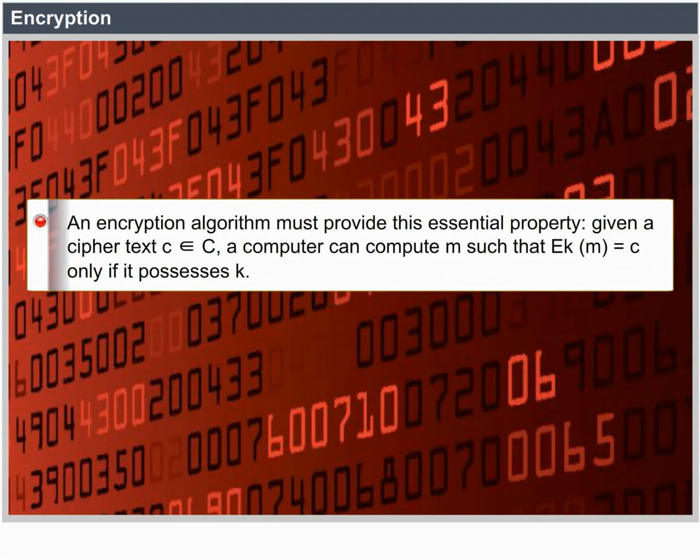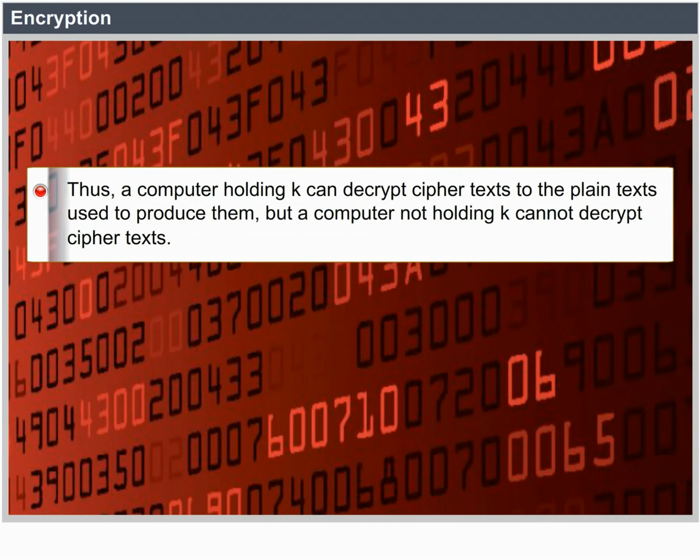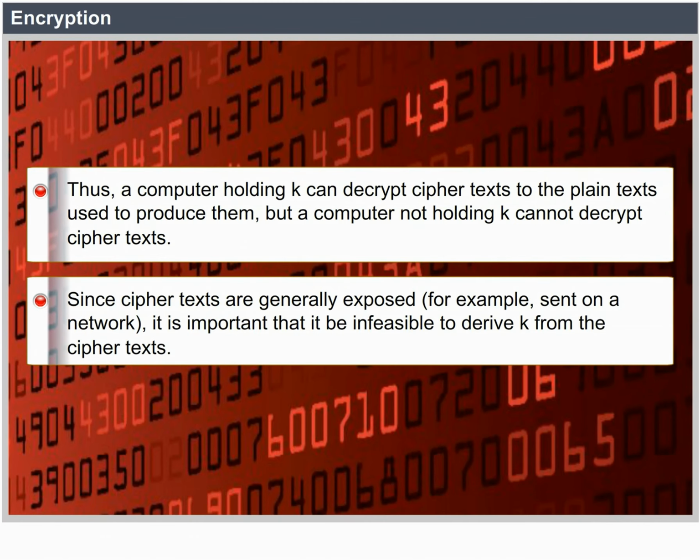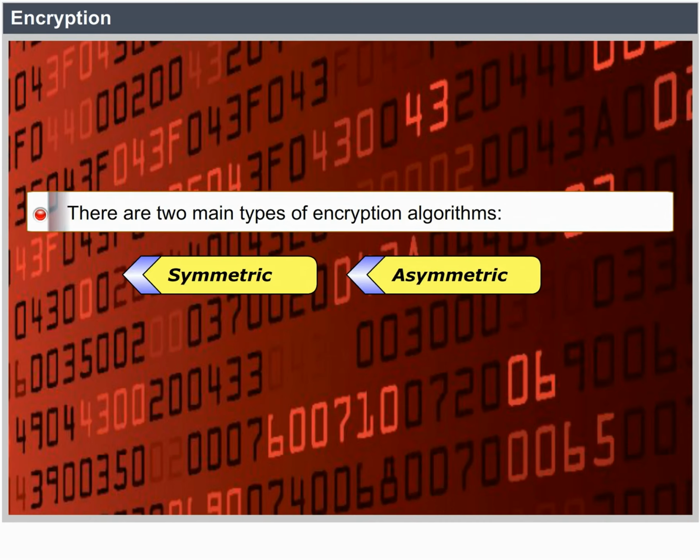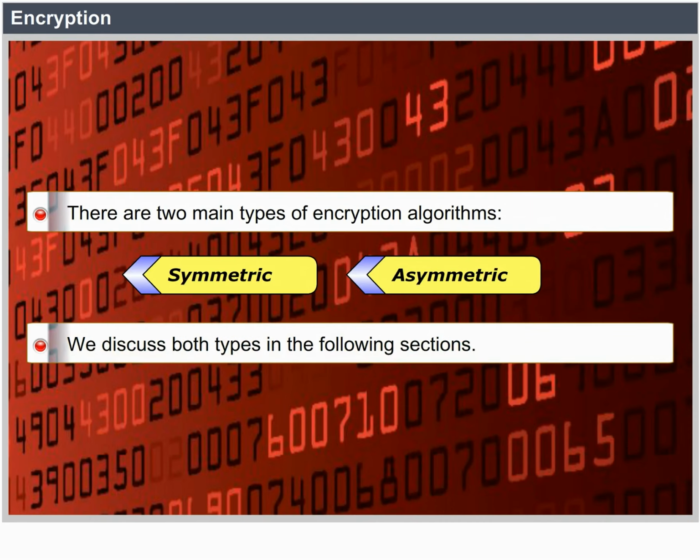Thus, a computer holding K can decrypt ciphertexts to the plain text used to produce them, but a computer not holding K cannot decrypt ciphertexts. Since ciphertexts are generally exposed, for example sent on a network, it is important that it be infeasible to derive K from the ciphertexts. There are two main types of encryption algorithms: symmetric and asymmetric. We discuss both types in the following sections.